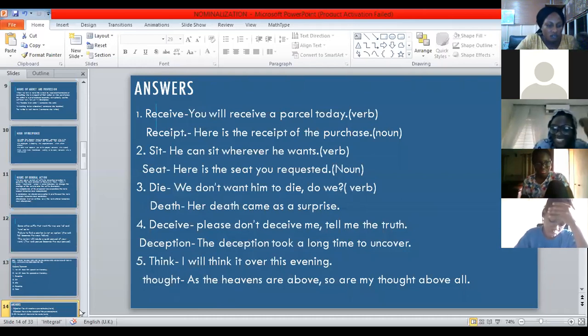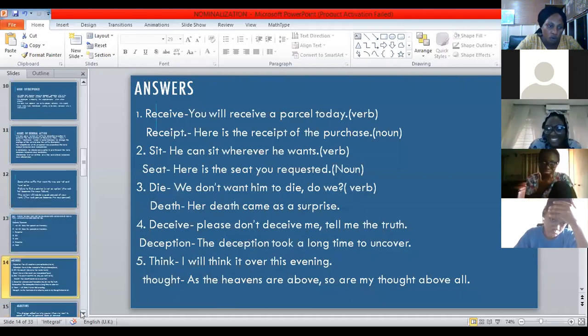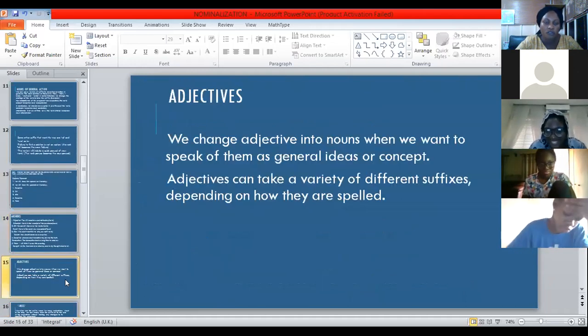I hope we got it all correct, at least or almost correct. Okay, let's move forward now. We will now go to the nominalization of adjectives. We can change adjectives into nouns. We want to speak of them as general ideas or concepts.